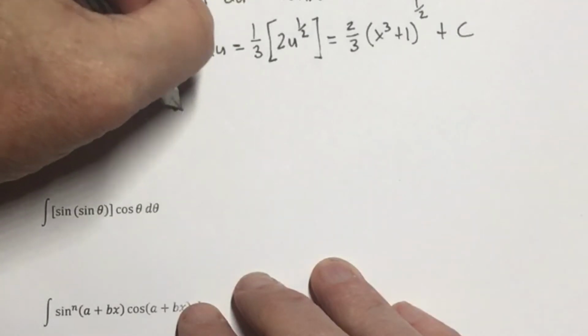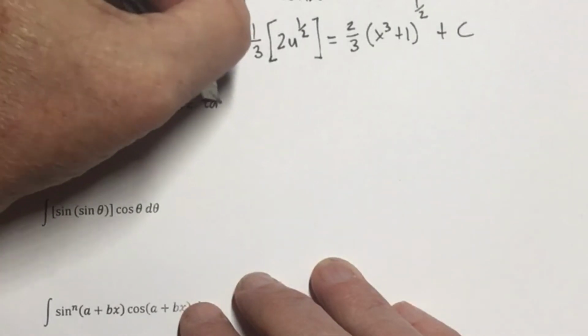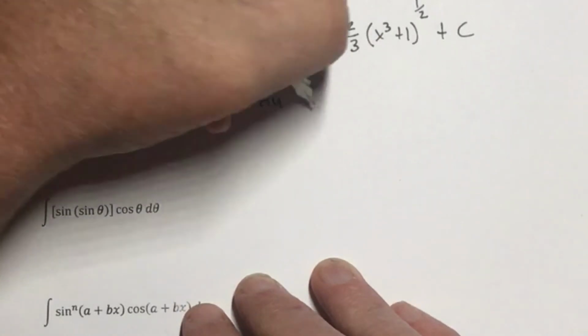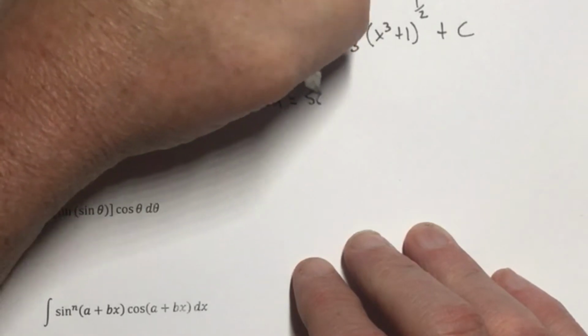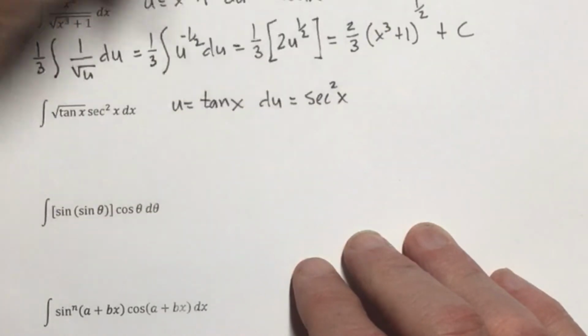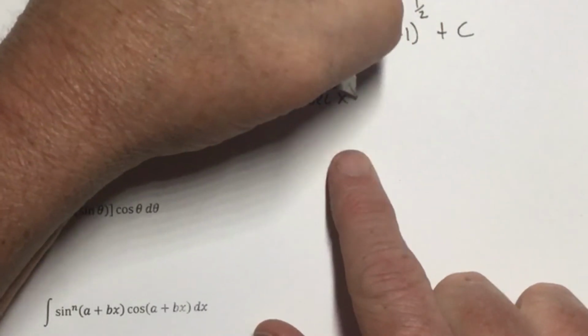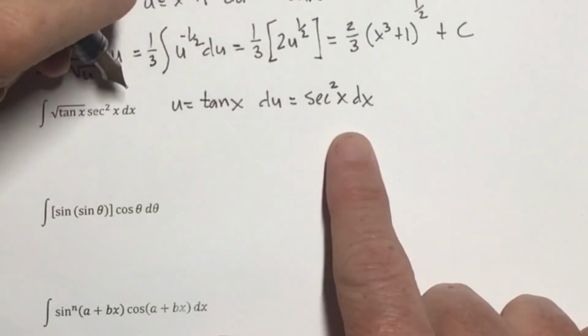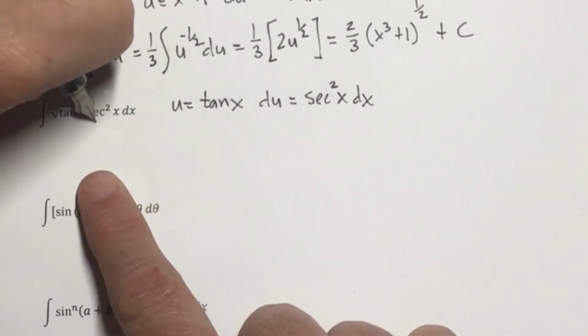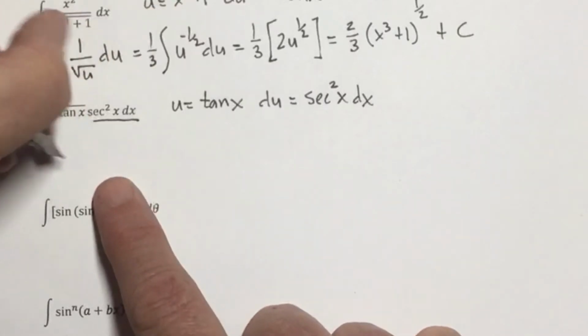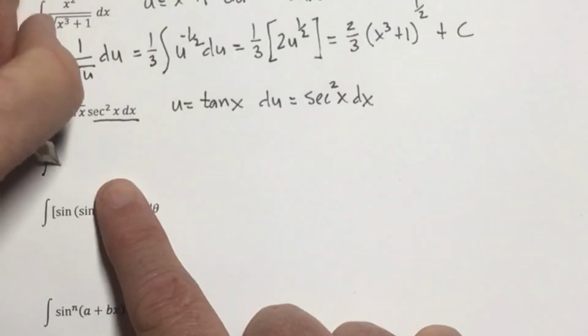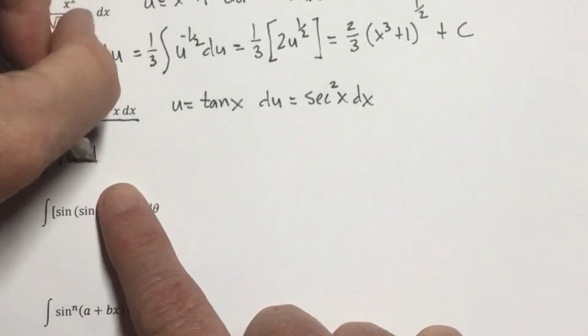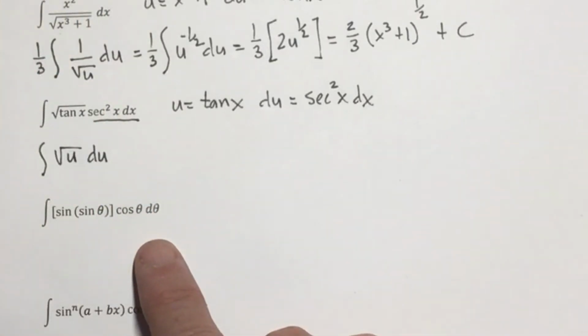Because if we make u equal to the tangent of x, you will recall that the derivative of tangent x is secant squared x dx. So lo and behold, I need a secant squared x dx in order to use a substitution. I have a secant squared x dx. So this is just going to become the square root of u du. Look at that. That is cinchy.